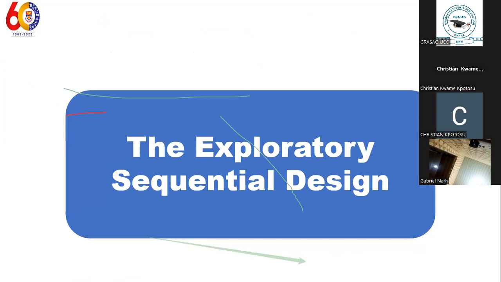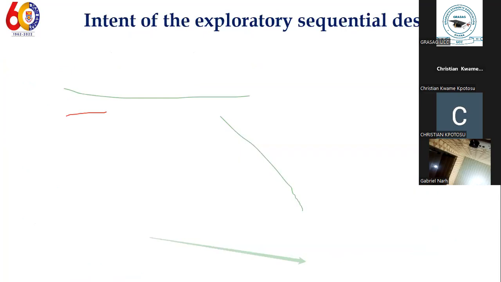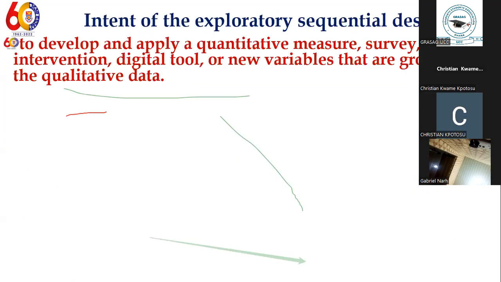Then we have the exploratory sequential design, which is the last design in the mixed methods. Here, the researcher has the intention to develop and apply a quantitative measure, survey, intervention, digital, anything. In this case, you need a large group of individuals to be able to carry out your study. But the kind of data to collect, how the intervention should be rolled out, and what new variables are among the people, you have no idea.